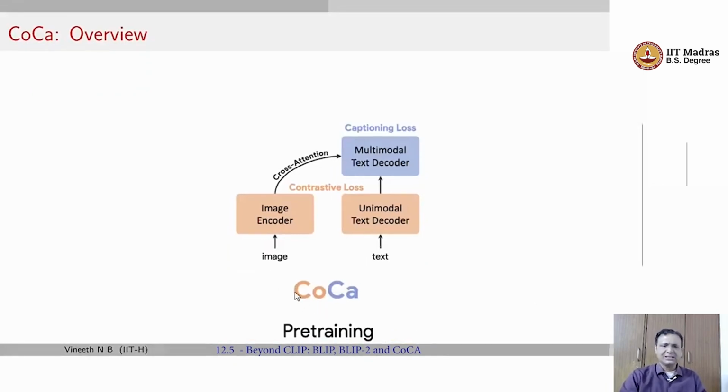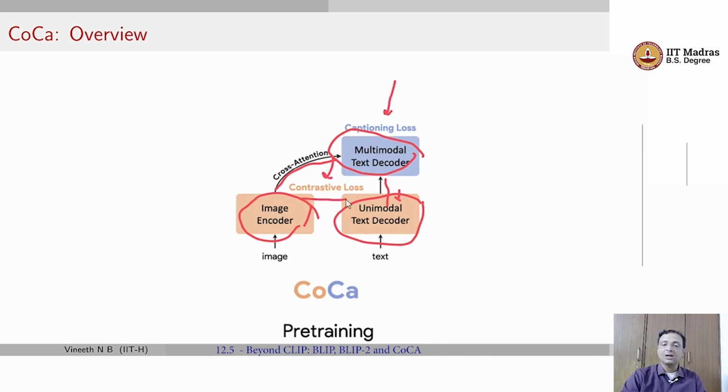Their approach is fairly straightforward. They have an image encoder, and they have a unimodal text decoder. Please keep in mind that they begin with single encoder-decoder kind of models. That's part of their agenda. Now they use cross attention over the output of the unimodal text decoder to build a multimodal text decoder, and they use two kinds of loss functions to train such an overall model, a contrastive loss and a captioning loss.